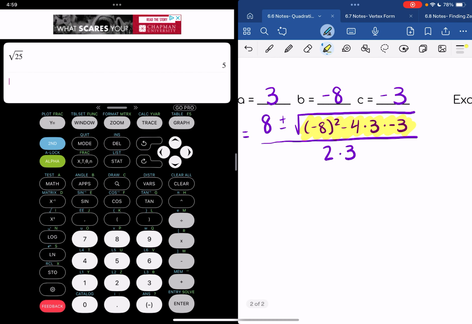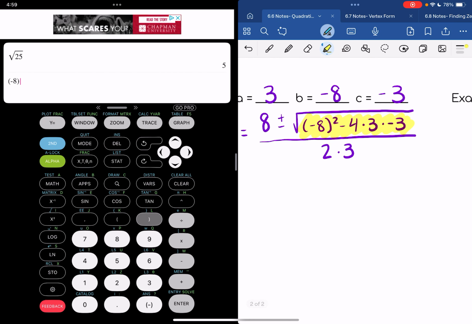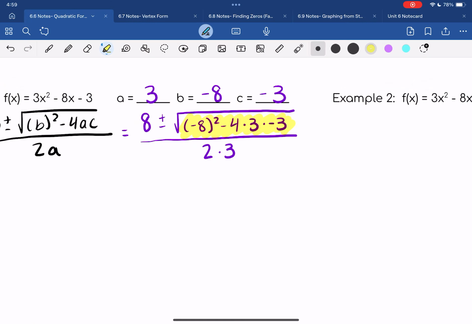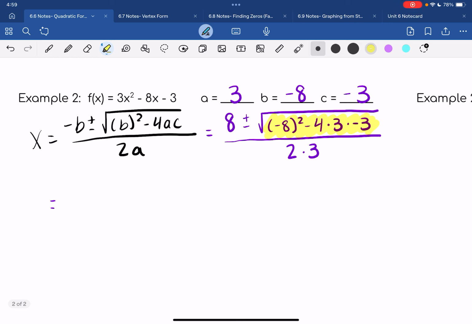All right. So we need -8 squared minus 4 times 3 times -3. I get 100. Could also do it by hand. -8 squared would be +64, and then -4 times 3 would be -12, times another -3 would be +36. 64 plus 36 is 100. So either way we do it, we're going to get the same thing. 8 plus or minus the square root of 100 all over, I'm going to go ahead and do my 2 times 3 on bottom. That'll be 6.